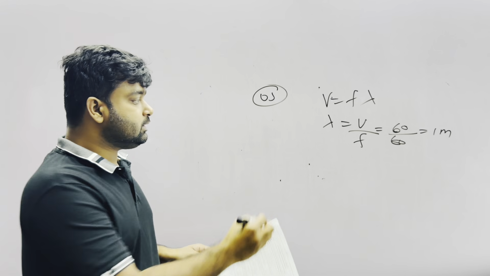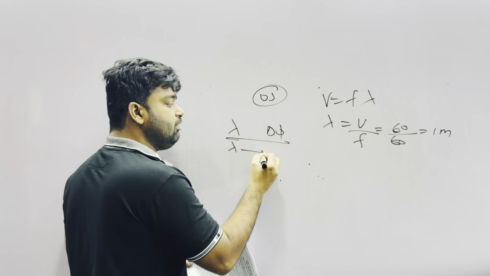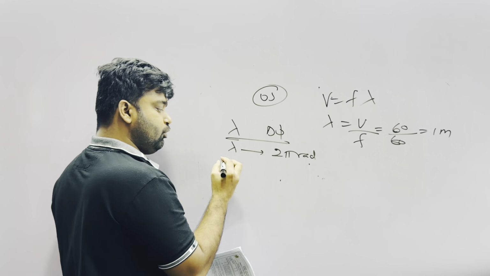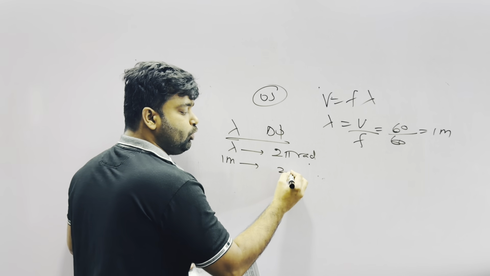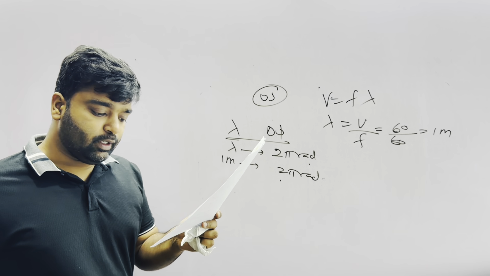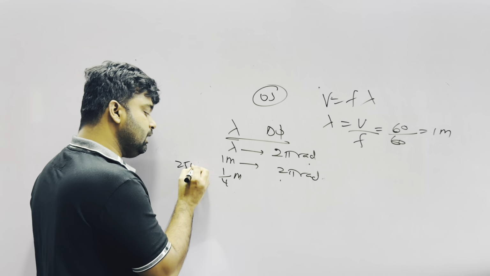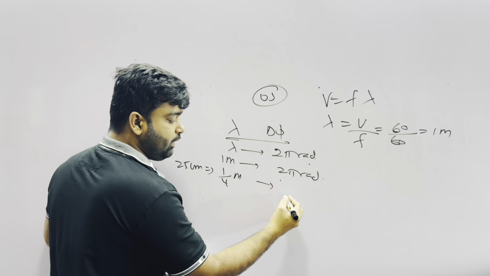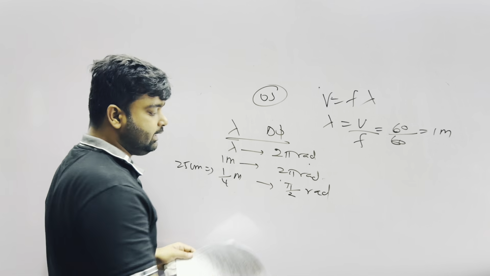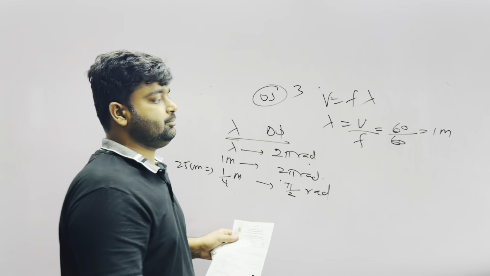And we know the relationship between the wavelength and the phase difference. If it is one full wavelength, the phase difference is 2π radians. Therefore, for 1 meter, this is 2π radians. They are asking between 2 points at 25 centimeter. That means 1 by 4 meter. Therefore, we have to divide by 4, no? Therefore, π/2 radian. Question number 5, answer number 3 is suitable.